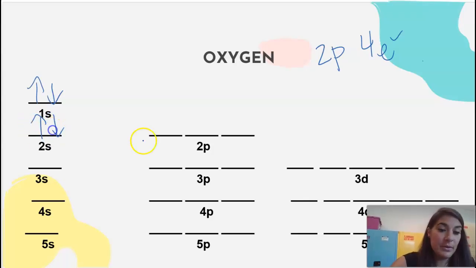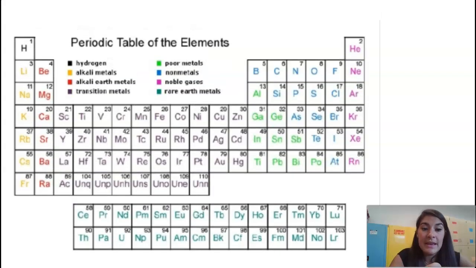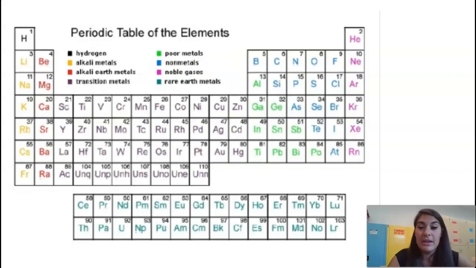1, 2, 3, 4, 5, 6, 7, 8. Again, that was 1s up, down, 2s up, down, 2p up, up, up, and then down. Okay, that was the order that I did that, and that is because of Hund's rule. 1, 2, 3, and then the last one went there. Okay, and again, it followed that periodic table, right? This is the S section, P section, D section, 1s, 2s, 2p, 1, 2, 3, 4.